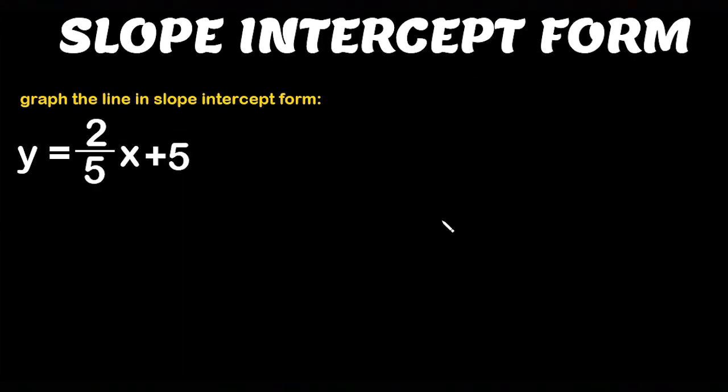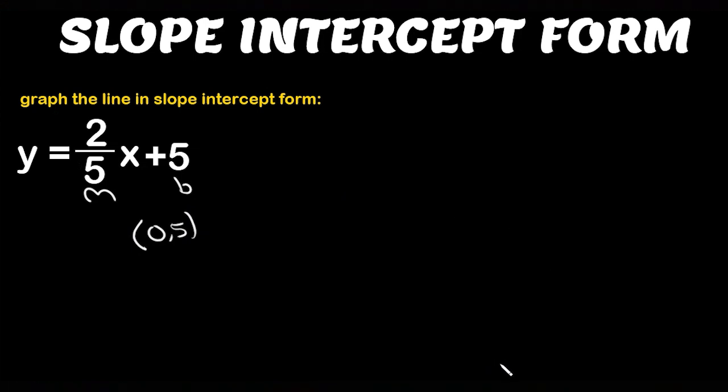So here's another problem. Now we're dealing with a fraction, but it's not a big deal because that's actually how we want the slope to be represented. We want it to be represented by a fraction. So just labeling it may make it a little bit easier. This is m, this is b. And if you want, you can write your y-intercept as a point. It's 0, 5. Okay? And then your slope, again, is 2 over 5.